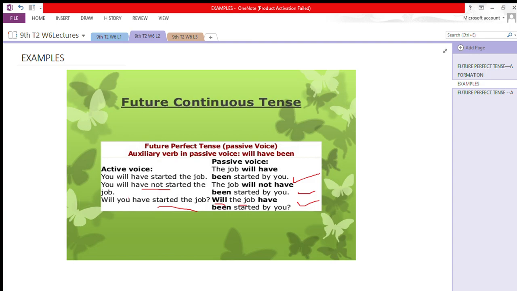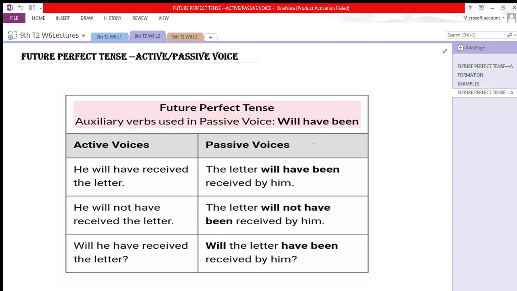Now see, we have three helping verbs in passive voice. Will, have, been. Okay, so this you have to keep in mind, and where you have to position not, and where you have to position the helping verb in interrogative sentences. This is important to remember. Here is a quick recap. What is future perfect tense and what is its formation in active and passive voice? We use auxiliary verbs will, have, been, okay, in future perfect tense.